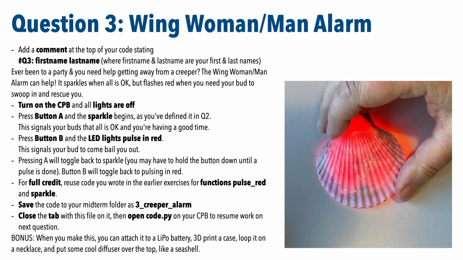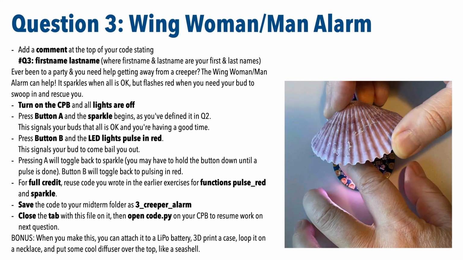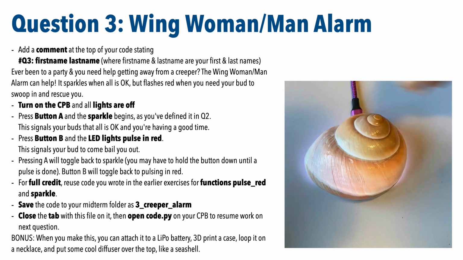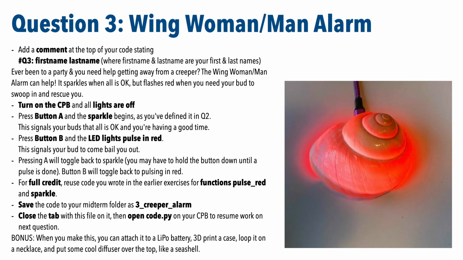Things start out dark. Press button A and the sparkle function runs, and the CPB will start to sparkle. Press button B and the CPB pulses in red with the pulse red function that you wrote, and if you press A again, you'll toggle back to sparkle, B again toggles back to pulse red.